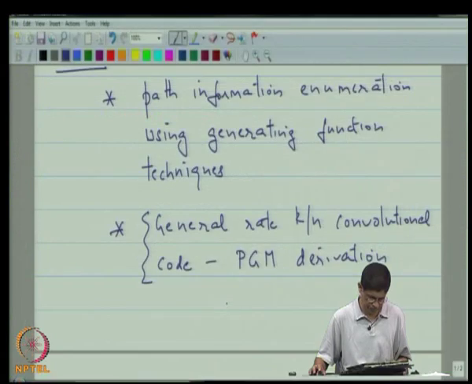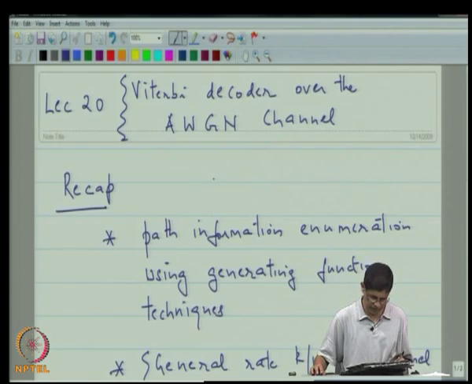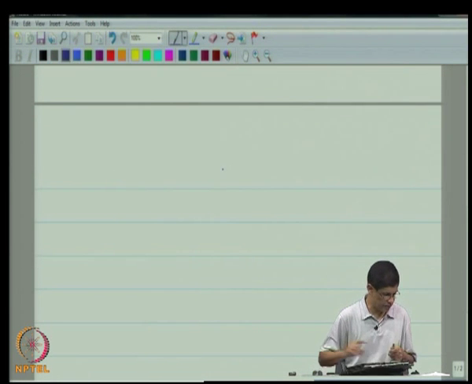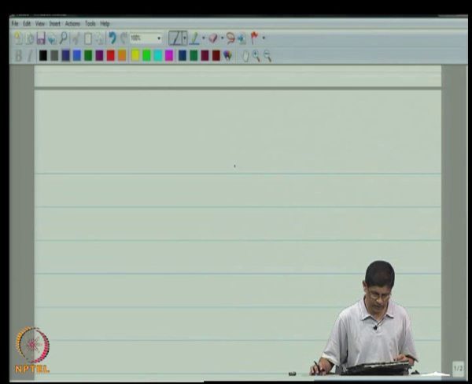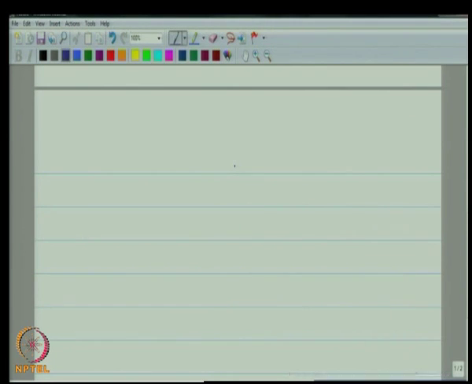Today we will talk about the Viterbi decoder over the additive white Gaussian noise channel. That is our principal goal, but first let me get one other matter out of the way. If you recall, when we were discussing rate 1 by n convolutional codes, there was this issue of catastrophic error propagation, and there we derived a condition to avoid having a generator matrix, or a PGM, that has catastrophic error propagation. So, the analogous result for the rate k by n code, I am going to put down now.